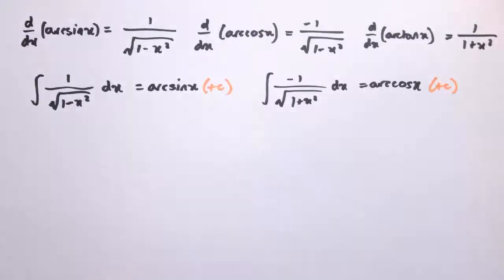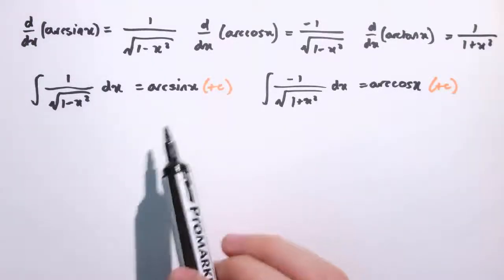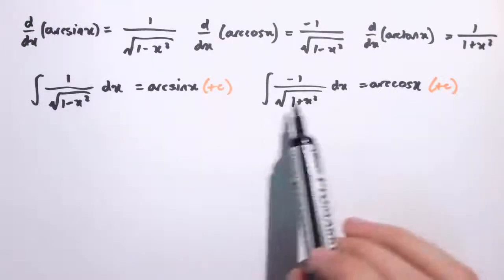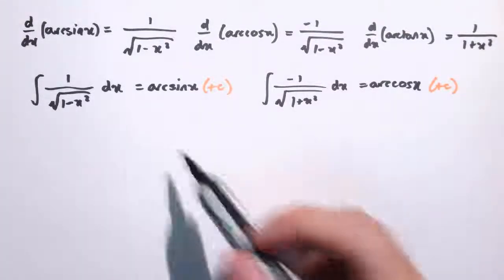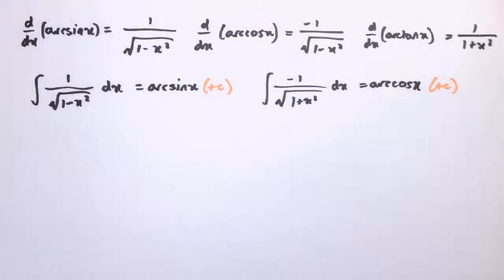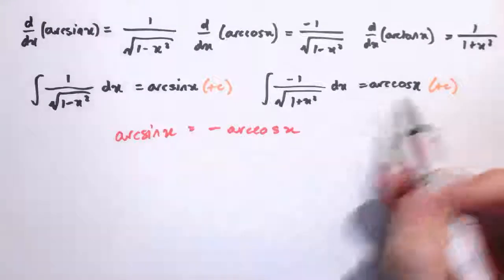So I just want to look at these two because they're very similar, and you might be tempted to come to a slightly wrong conclusion based on them. Because look, this integral is just minus this integral, and we know we can take a constant through the integral, so surely you might say, based on this, that arcsine of x is just equal to minus arccos of x.